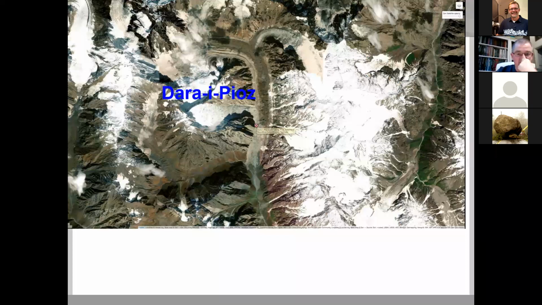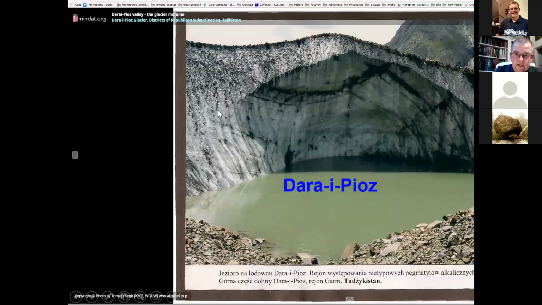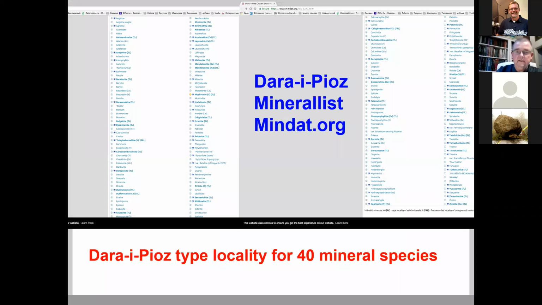So I will just show you what it looks like. See in the middle of the photo here, the glacier. Here is marked, but in fact, you can see on the surface. But what I understood, the main boulder for many of the rare minerals was up here in this glacier. And this is from Mindat, a picture showing the glacier melting. And somewhere behind there, maybe X meters deep, is the boulder that produced several of those new minerals. So it's the type locality for 40 mineral species.